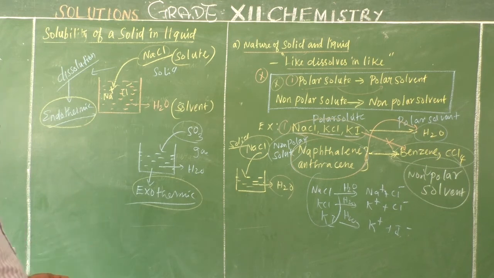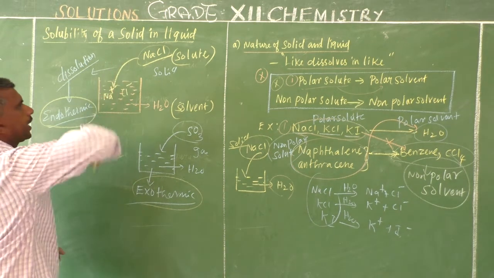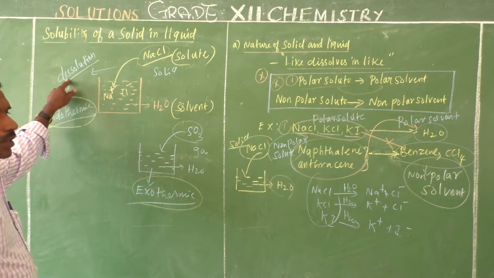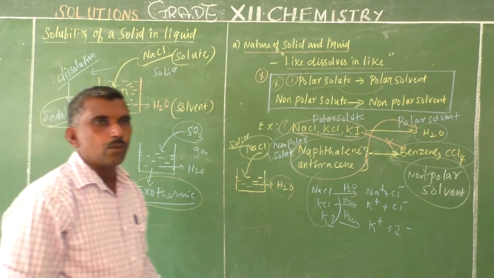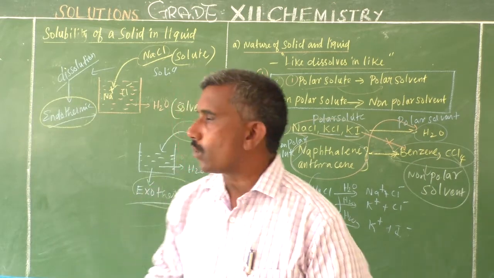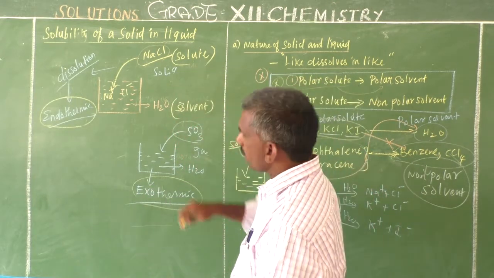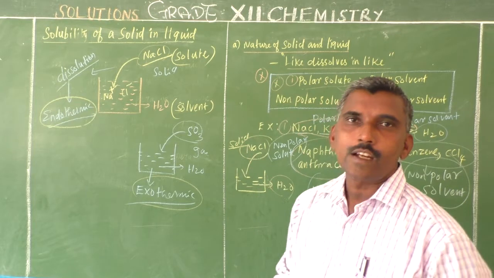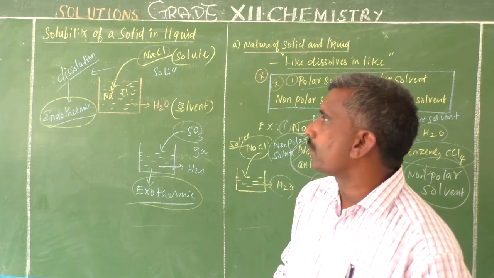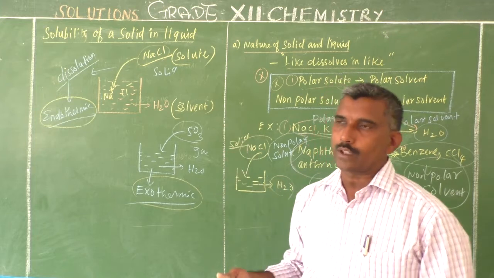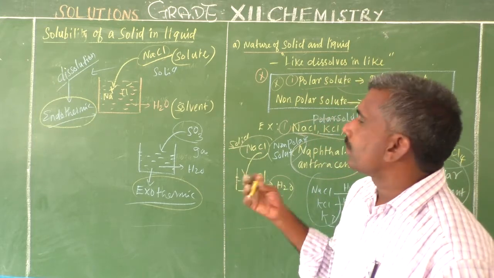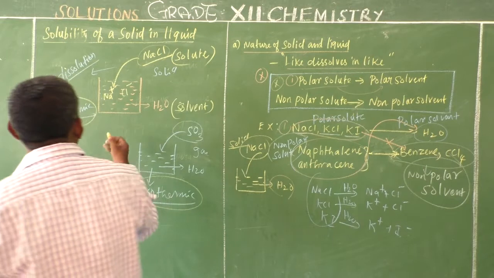Now, the process of dissolving sodium chloride salt in water is known as dissolution. Now you add sodium chloride continuously, bit by bit. What happens is that you attain a saturated solution.